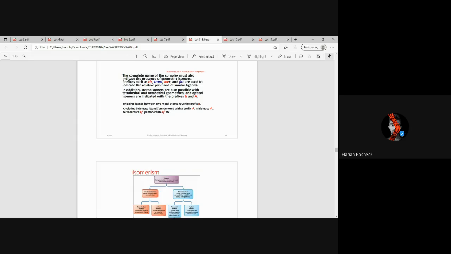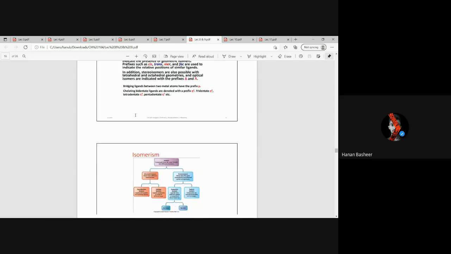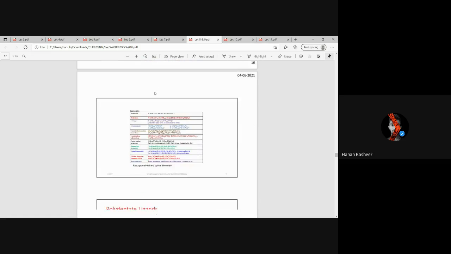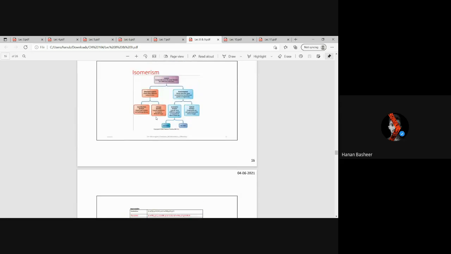Then chelating bidentate ligands are the ones which are covering an atom from all sides. So we have to mention how many atoms are chelating. So we add that κ2 will be for bidentate, tridentate will have κ3 and η3, and so on. And this is the classification of isomerisms. So you have to just go through this table.